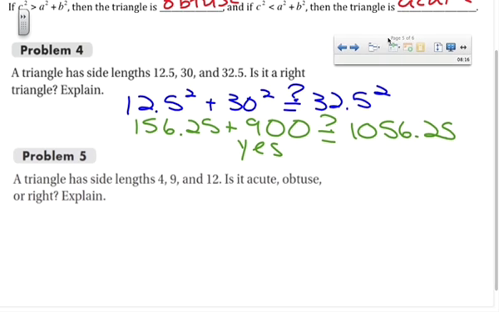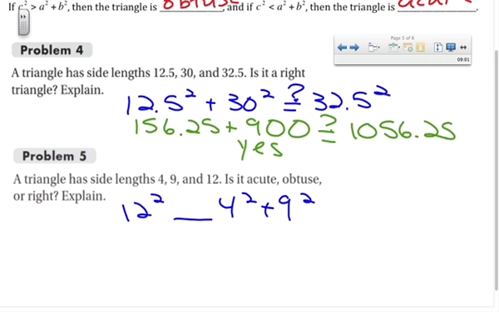Problem 5 is asking us a more general question. It's not asking us specifically whether this is a right triangle. It's asking us what kind of triangle this is. And since that's the way it's asking it of us, once again, remember the biggest piece of advice that I can give you about this kind of problem. Bring the c, which is of course your longest side, over to the left-hand side of the expression. So I have 12 squared, and I'm trying to determine what's going to fill in the blank of this expression. Because if it's equal, it's right. If it's greater than, it's obtuse. If it's less than, it's acute. So 12 squared blank 4 squared plus 9 squared.